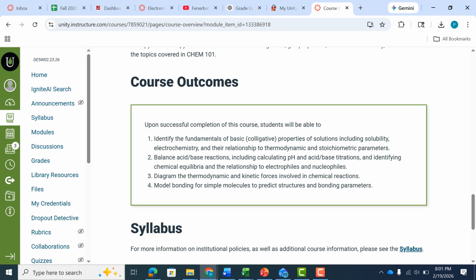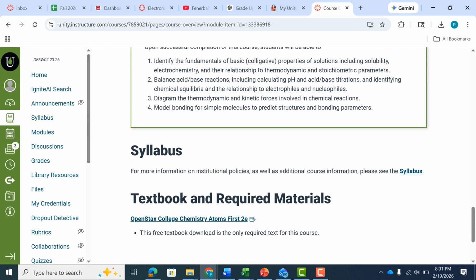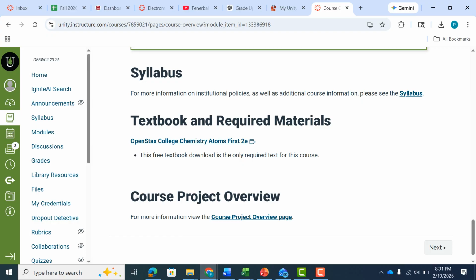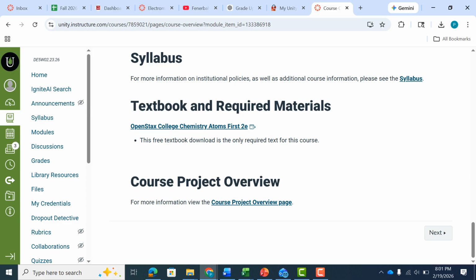Going to balance acid-base reactions, including calculating pH, and then diagram thermodynamic and kinetic forces in a chemical reaction, model bonding of simple molecules to predict structure and bonding parameters. The syllabus is here, going to come to that in a minute. What we're going to use is the OpenStax College Chemistry textbook, so that's something that you don't buy, it's a free textbook that you can access here, and the project for the course is done here. That will be due at the last week of class.